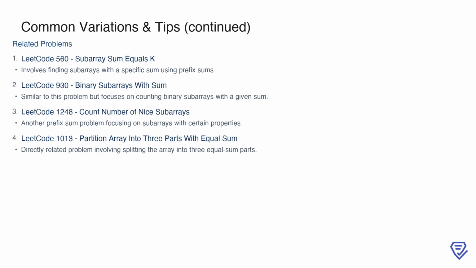Another related problem is LeetCode 1248, count number of nice subarrays, which also uses prefix sums but focuses on subarrays with specific properties. Finally, LeetCode 1013, partition array into 3 parts with equal sum, is directly related and involves splitting an array into 3 equal sum parts, though it's slightly different in that it doesn't involve binary values. Understanding these related problems can provide valuable insights and help you recognize recurring patterns in array and prefix sum problems.